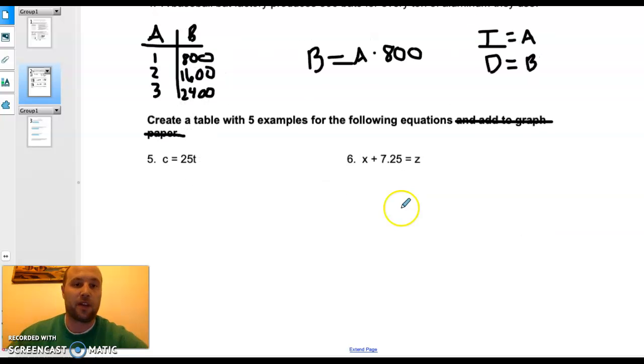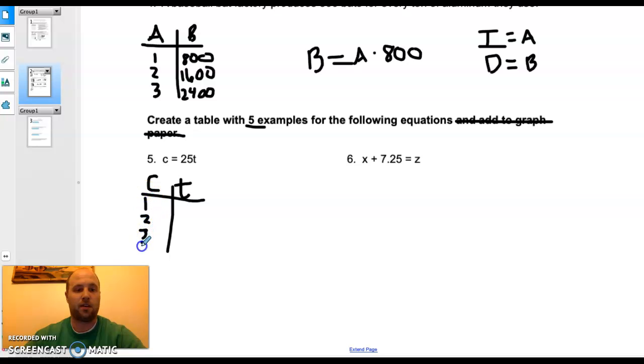Okay, so the last thing I want you to do is 5 and 6. It just wants you to create a table, okay, that is for C and for T. Okay, and it says you have to use 5 examples. All right, so it's 1, 2, 3, 4, 5. All I want you to do is substitute in 1 for, no, I did that backwards. I fixed it. So T is your independent, C is your dependent.